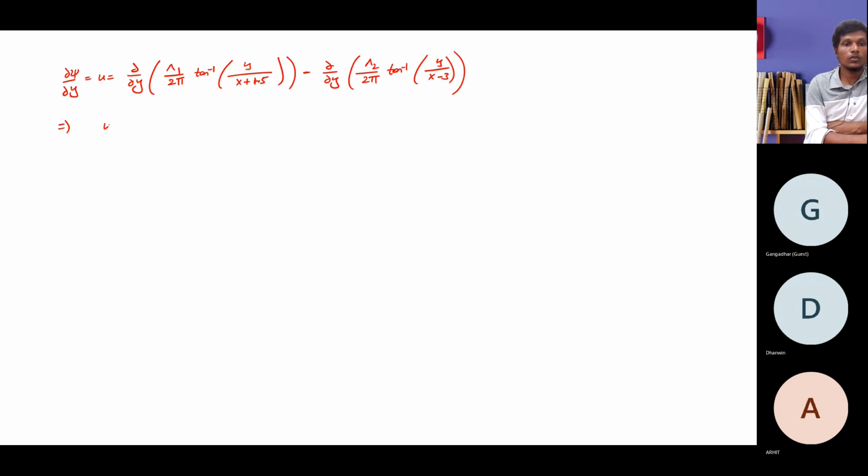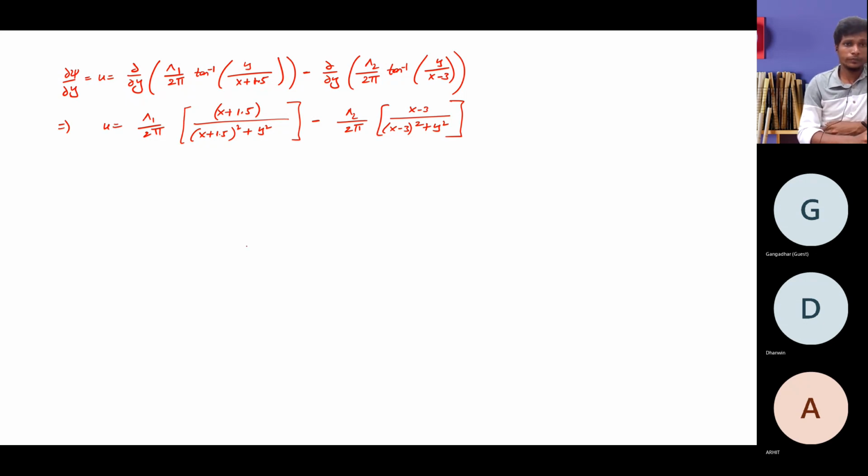Okay, so if we simplify this, what will we get? We will get the u equation as follows, that is λ1 by 2π times (x plus 1.5) by (x plus 1.5) whole square plus y square, minus 1.44. This is again, let's not substitute this yet. This is λ2 by 2π, and then (x minus 3) over (x minus 3) whole square plus y square. Okay, this is your u velocity component.